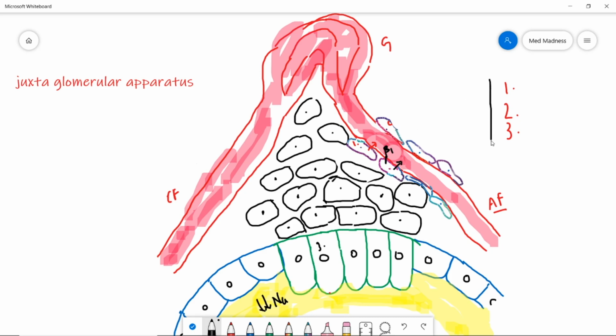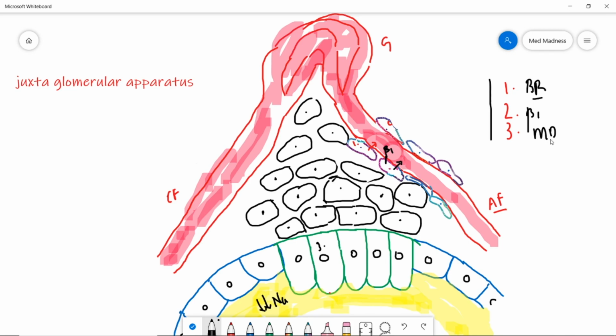So, we have seen three main stimuli for renin secretion. Number 1, the JG cells act themselves as baroreceptors. Number 2, beta 1 receptors. Number 3, macula densa cells. I hope now you are very clear about this JG apparatus.